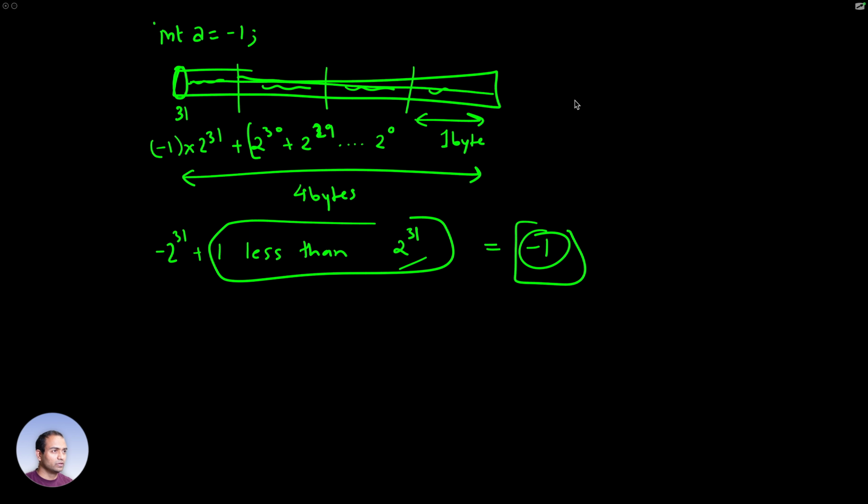So if we store -1 like so, you will notice that all the bits are set. So again, this number is saved as -1 here. The negative numbers are saved in the 2's complement format.